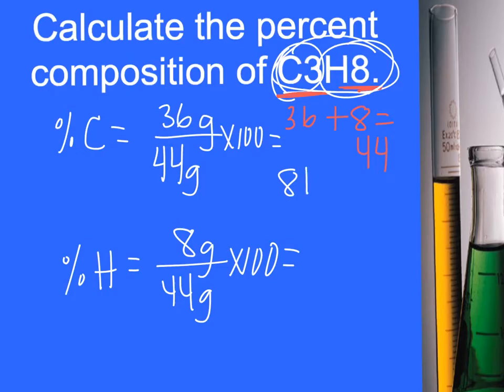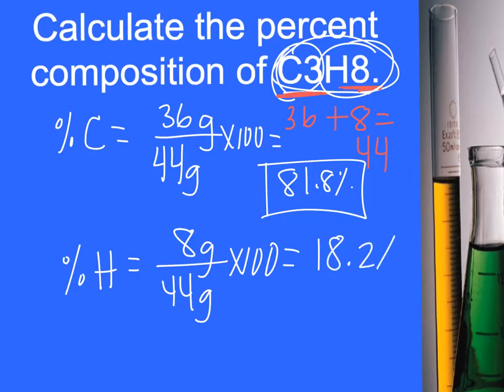All right, so you put these into your calculator, and then you should find that the carbon percentage is 81.8%, and your hydrogen percentage is 18.2%. And then you can always double check. These two added together should equal 100%, and they do. So that is one way you can check your answer.